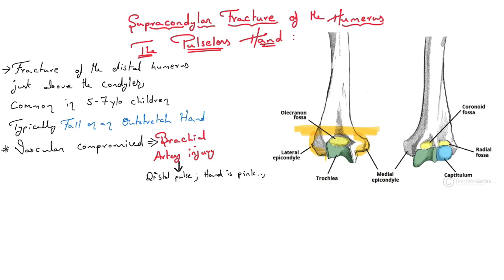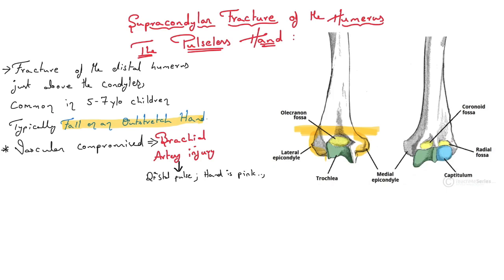How does this fracture happen? The common cause is a fall on an outstretched hand. If a child falls on an outstretched hand, because of the elbow extension, the child will get this supracondylar fracture. I already mentioned vascular compromise: some arteries, veins and nerves pass through this condylar region. So we can see brachial artery injury, with absent distal pulse and a pink hand. The supracondylar fracture is also known for the pulseless hand.